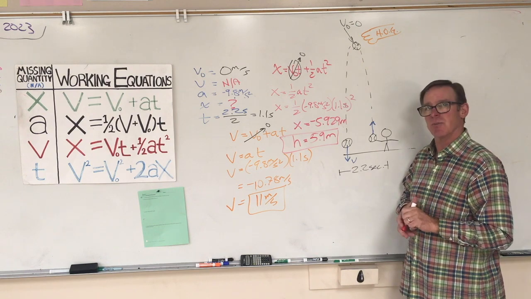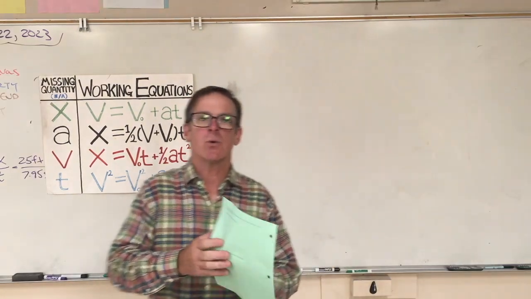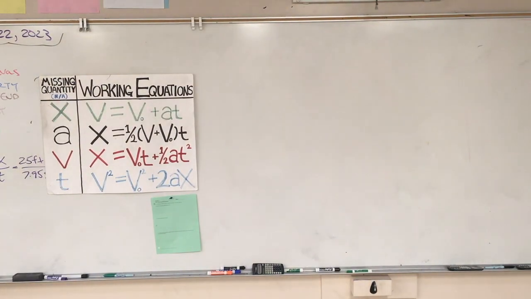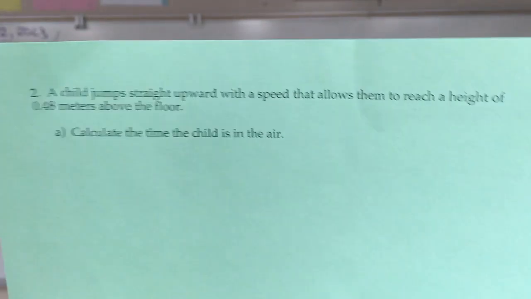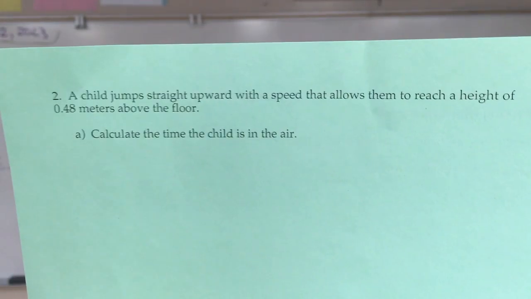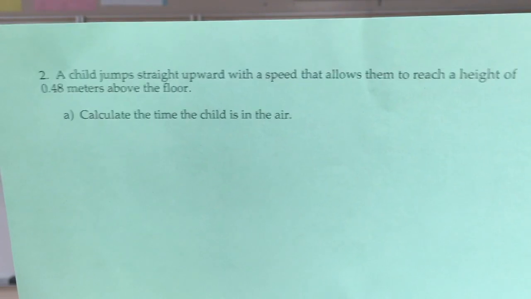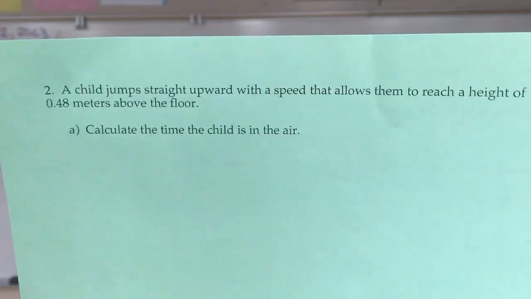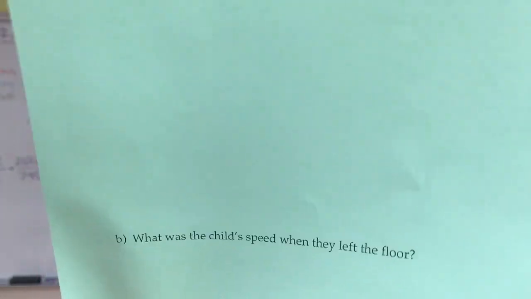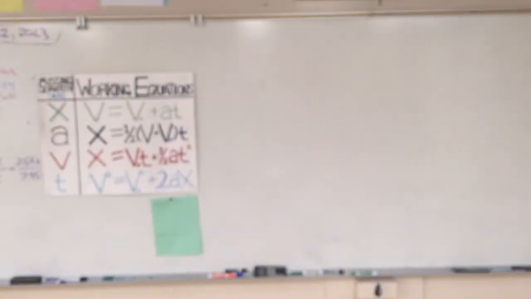Let's see if we can do the problem on the back. Okay, we'll hit this problem on the back. Recall that the question is, if a child jumps straight up with a speed that allows them to reach a height of 0.48 meters, what was the time that they were in the air, the total time in the air, up and down, and what was the child's speed when they left the floor?